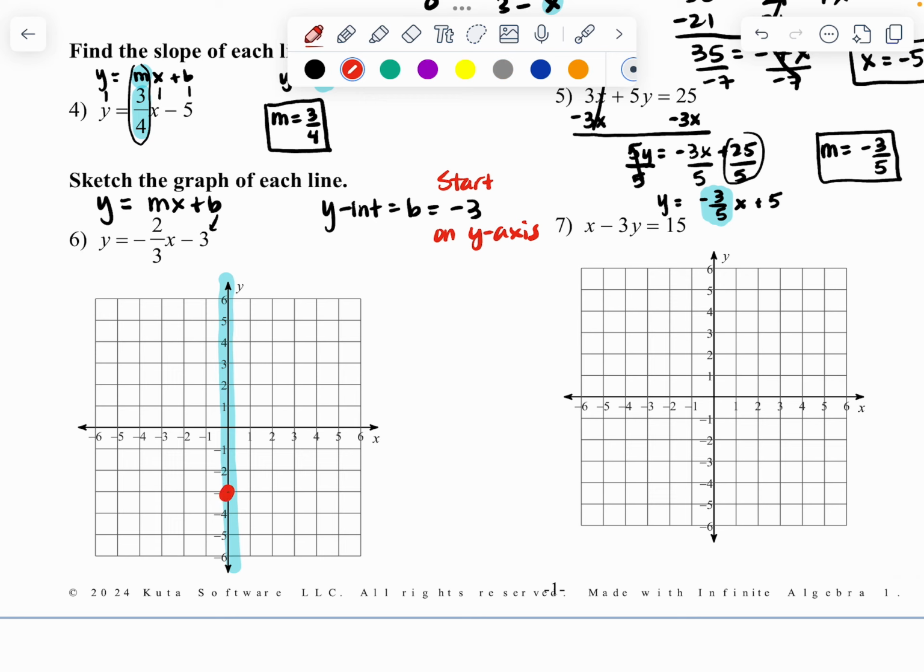That is my starting point of this line. Now, the next thing I want to do is find the slope. Look, we just did this in number 4 and number 5. The slope is the number in front of your x. So the slope is negative 2/3.